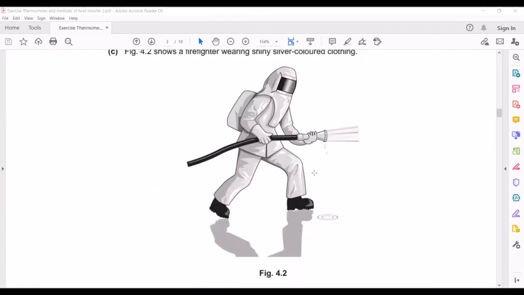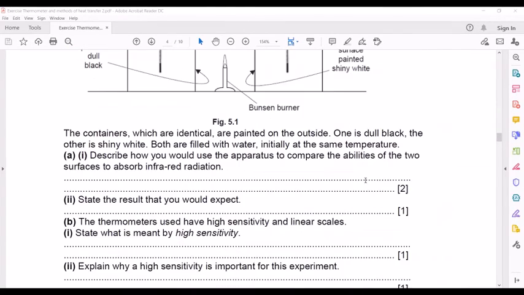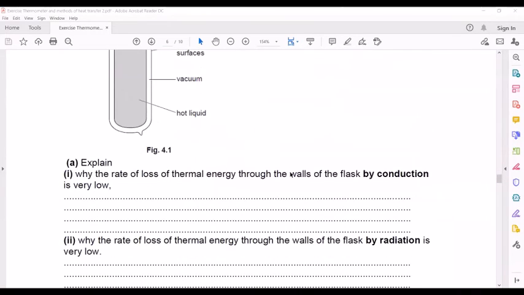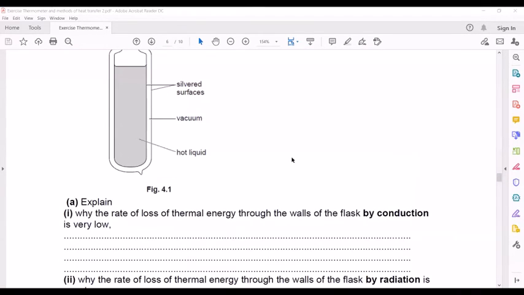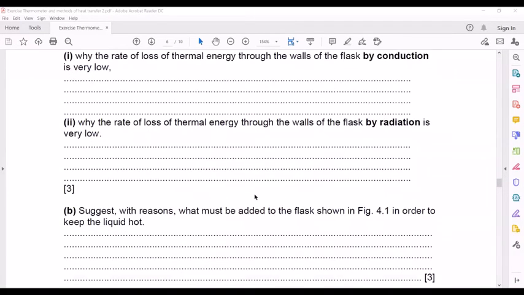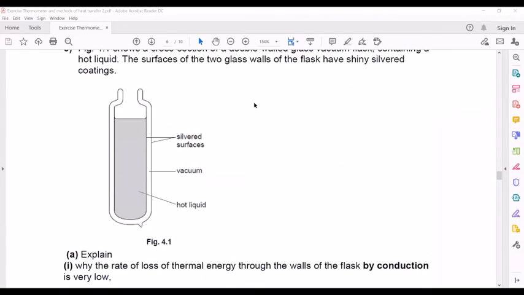Any other question in this worksheet? Exercise 5B. Explain why, this is 5A. Suggest what must be added to a flask in order to keep the liquid hot. So what is missing here? The missing part is the cap or the lid. So we should place a cap or a lid. What is the advantage of placing a cap or a lid?